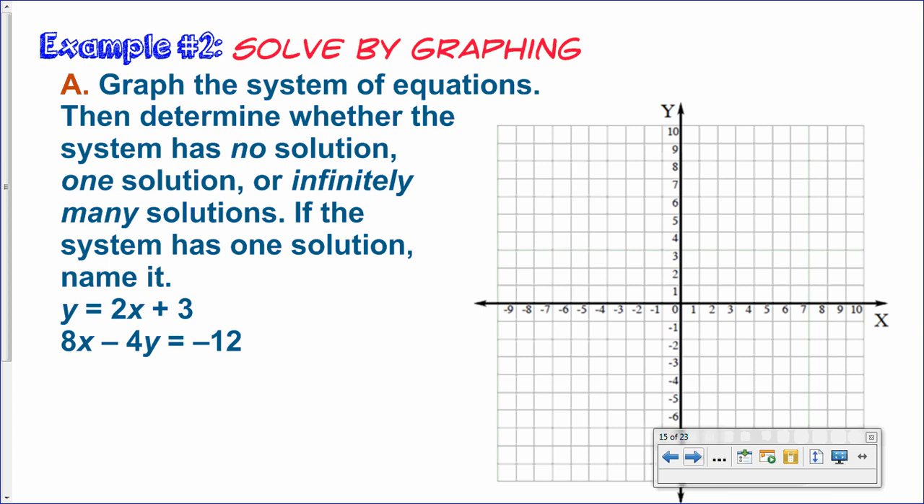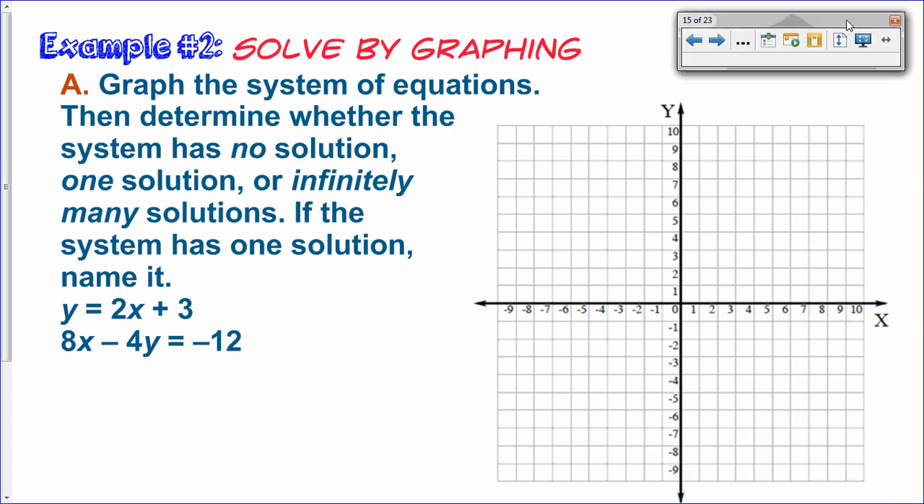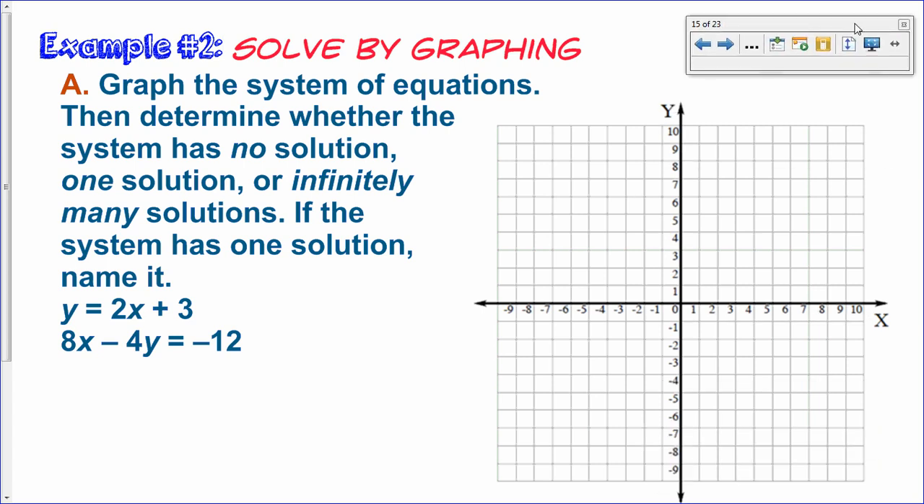First one's really easy. Where do I start at? 3 on the y-axis, and then go up 1, right 1. Good. It's an equal sign, so it's going to be a solid line, isn't it? Draw some other points here.